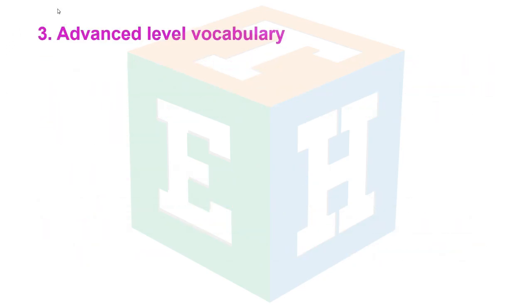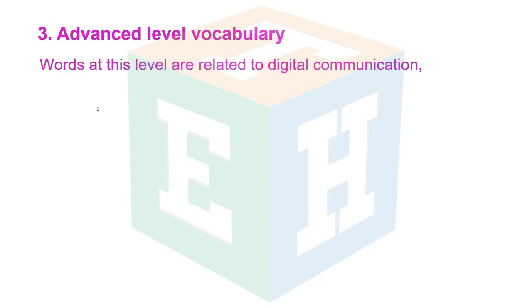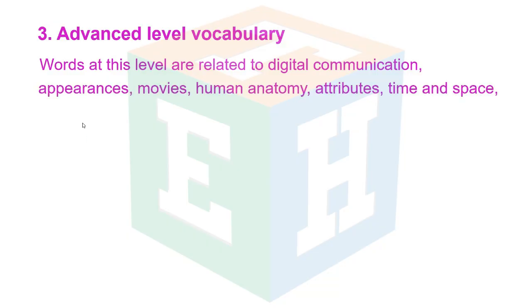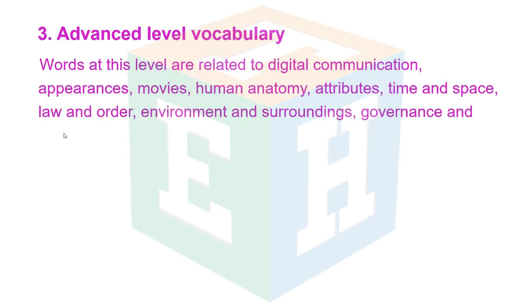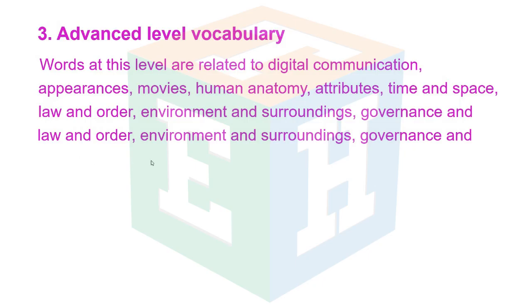Number 3, advanced level vocabulary. Words at this level are related to digital communication, appearances, movies, human anatomy, attributes, time and space, law and order, environment and surroundings, governance and decisions, and others.